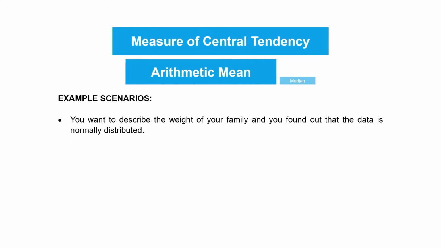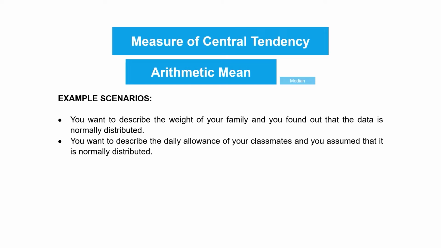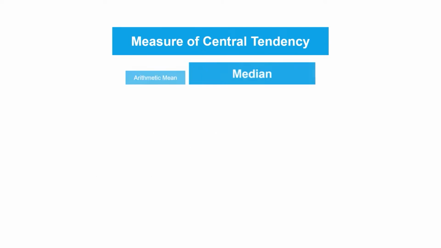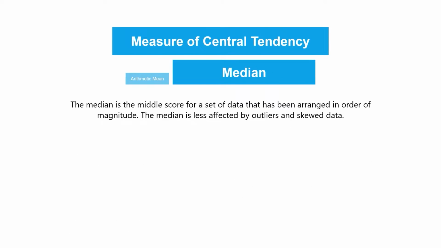You want to describe the weight of your family and you found out that the data is normally distributed. You want to describe the daily allowance of your classmates and you assume that it is normally distributed. And you want to summarize your grades in all subjects for the first quarter and you found out that your grades are normally distributed. The next central tendency that we will discuss is the median.